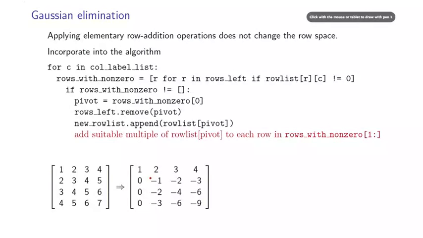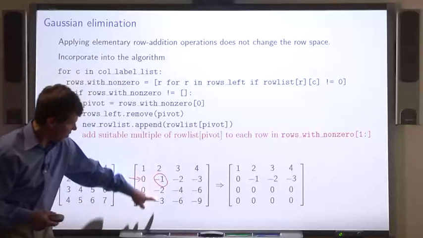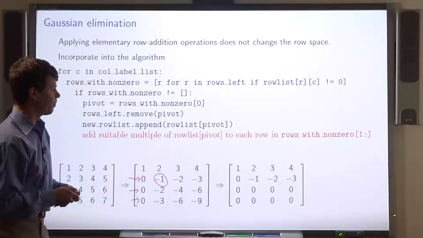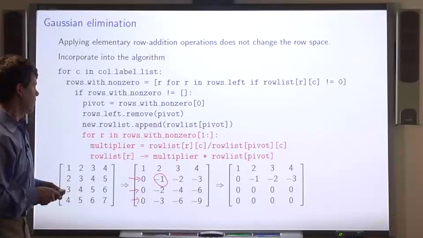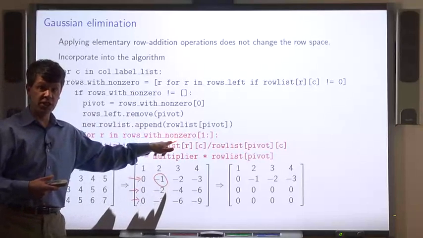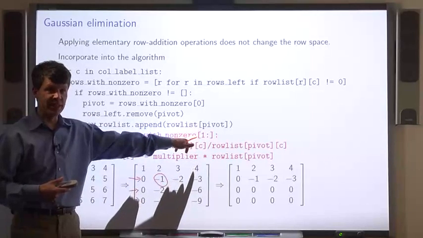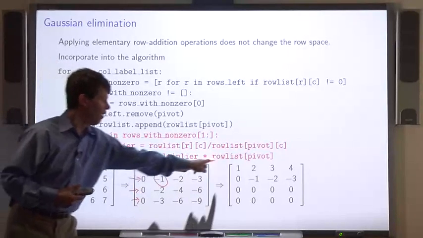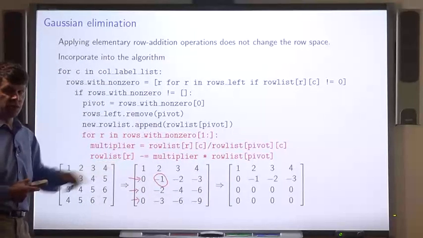Now the algorithm subtracts multiples of this row from the other two remaining rows. So this is the pivot element in this case. And here's the result. We've zeroed out this column. It also happens to have zeroed out these other elements as well. So here's the new code. The algorithm iterates through all the rows with a non-zero in the current column, other than the one we selected as the pivot row, and then subtracts an appropriate multiple of the pivot row from each of those rows.